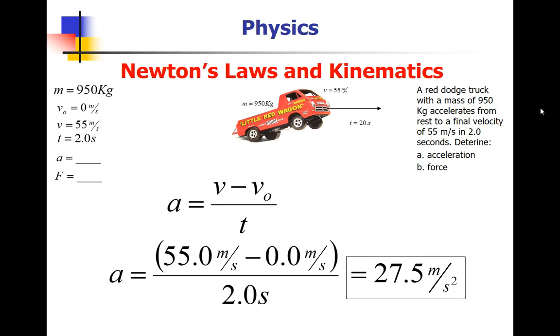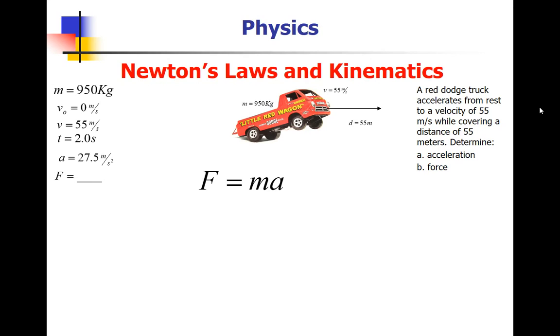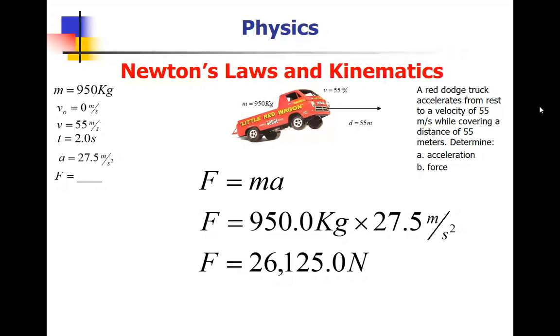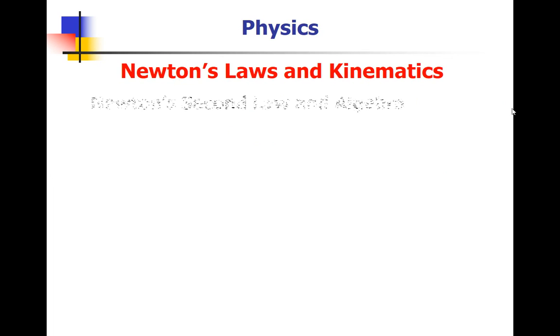So what force was that drivetrain capable of applying to the little red wagon? Newton's second law, F equals ma. With a little algebra, I get 26.125 kilonewtons, 26,125 newtons. Yeah, that'll pick the front end up in the air. Not only that, it's 3 G's. That'll slam you back into your seat.